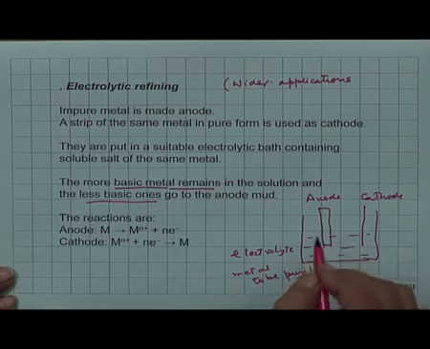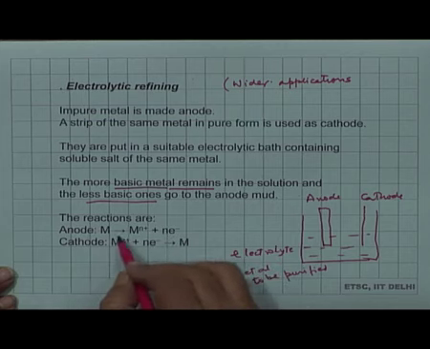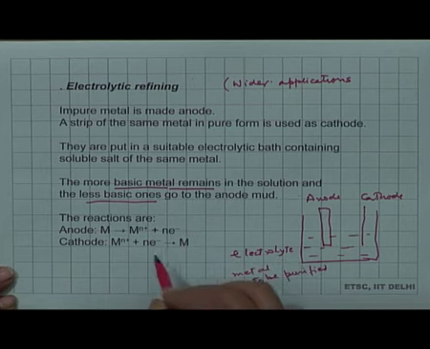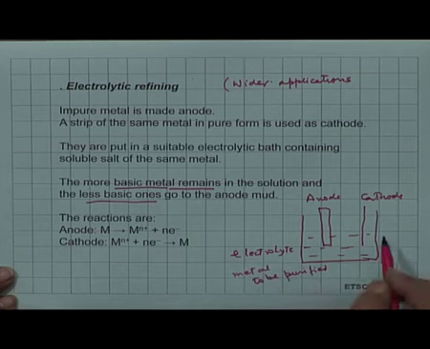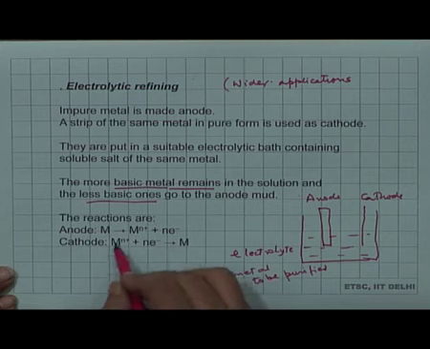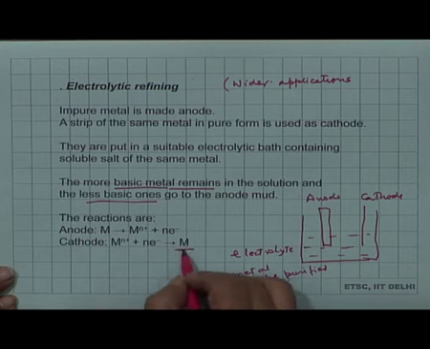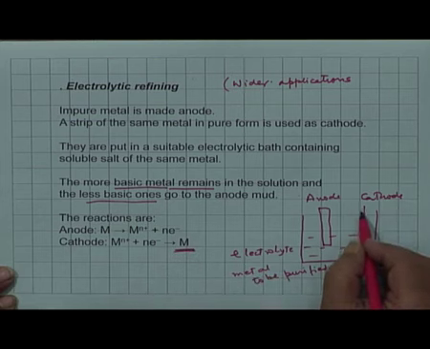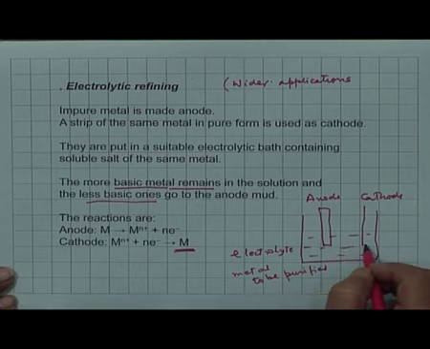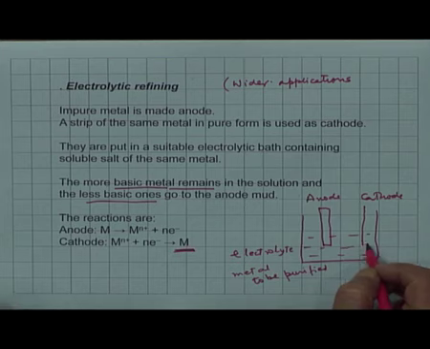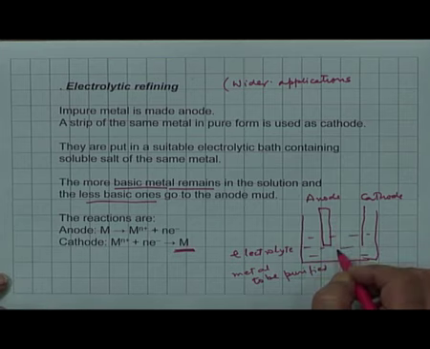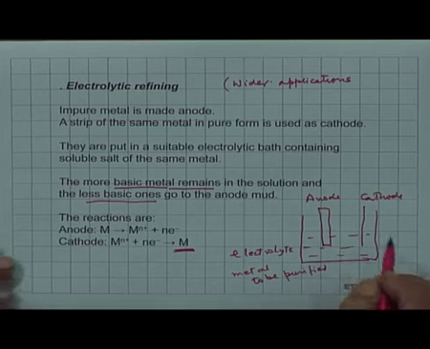The two reactions which are occurring in this electrolysis cell: at anode, metal is converted into metal ion and free electrons. These free electrons are taken by the metal ions which are near the cathode, and those metal ions are converted into metal and deposited on the cathode. So, in this electrolytic cell as current passes, the cathode becomes thicker and thicker and anode becomes thinner and thinner as the process goes on.